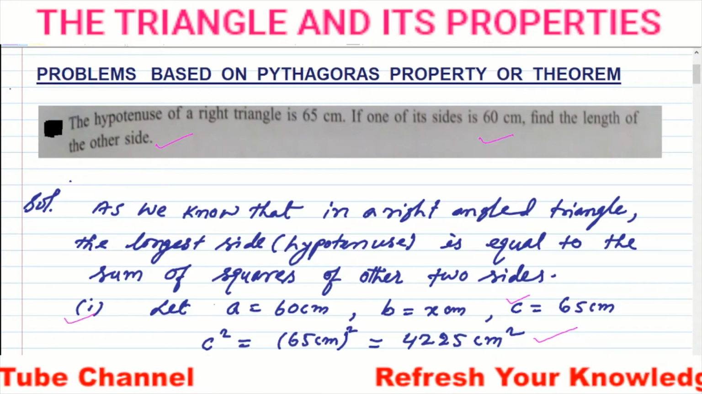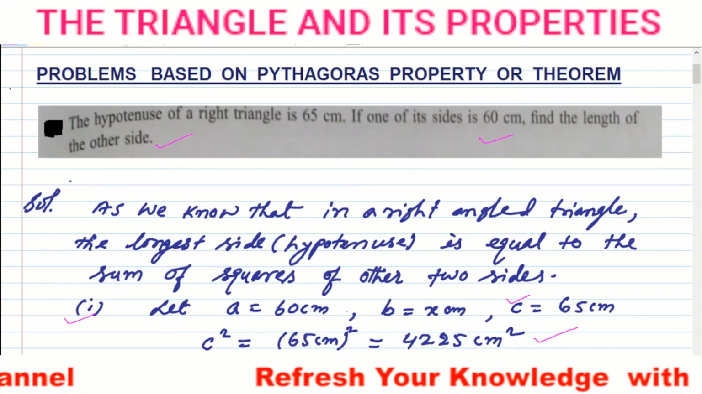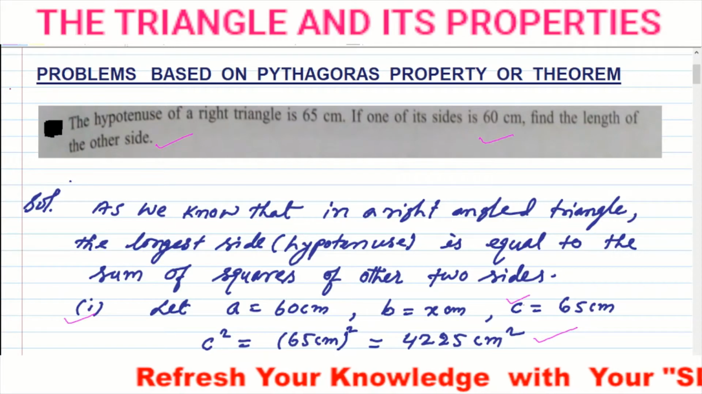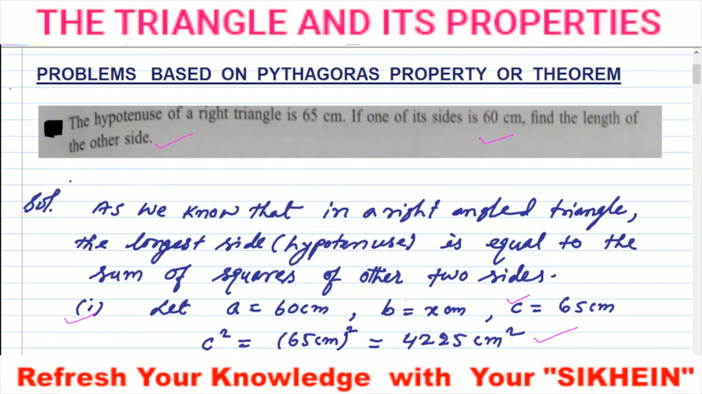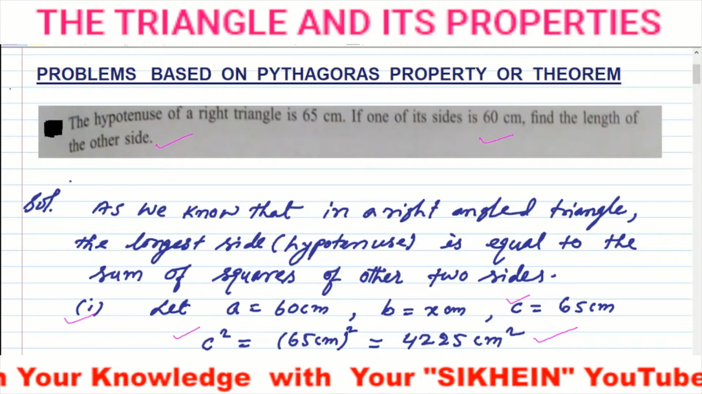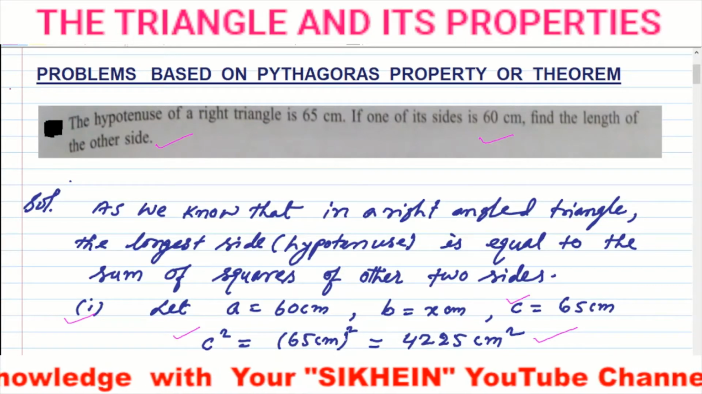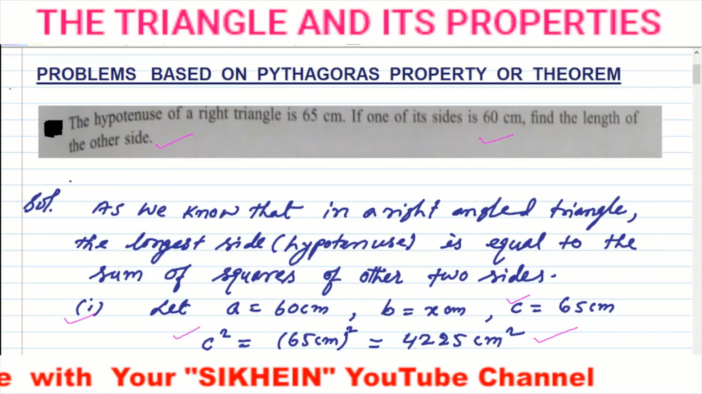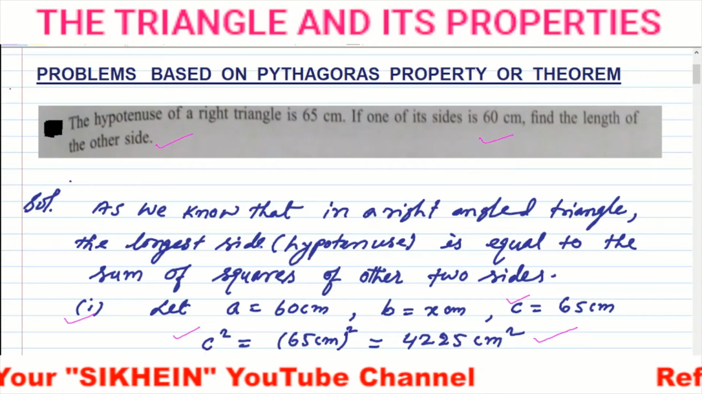Here, let a equal to 60 centimeter, b equal to x centimeter, and the longest side c equal to 65 centimeter. First of all, we will do c square equal to 65 centimeter square. That gives the result 4225 centimeter square.